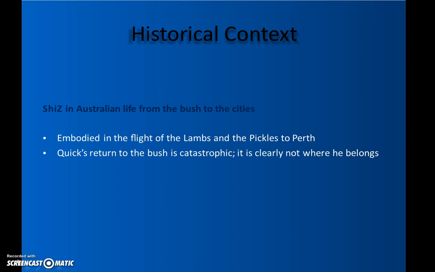We also see this fundamental shift. It says shiz on the page there, but it should say shift in Australian life from the bush to the city. This rural to urban migration is a really fundamental part of Australia's history, and we see it both with the Lambs and the Pickles moving to Perth. Even though it's small in comparison to somewhere like Melbourne, Perth was really an urban centre in Western Australia. There's not much else happening there.